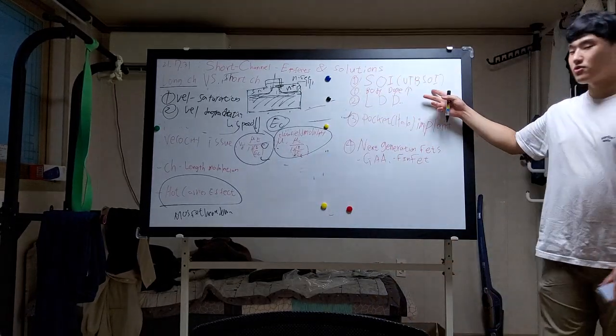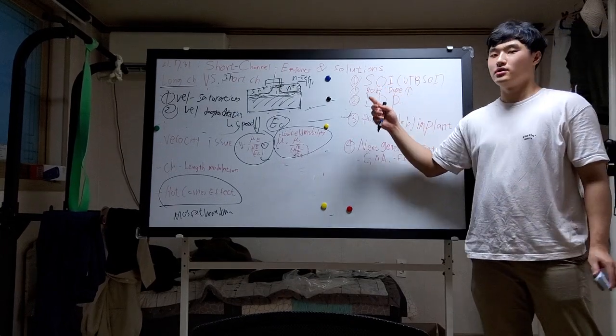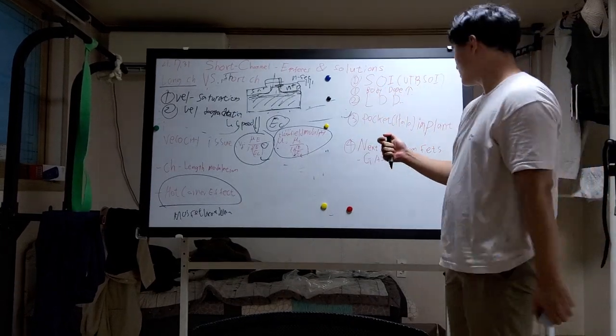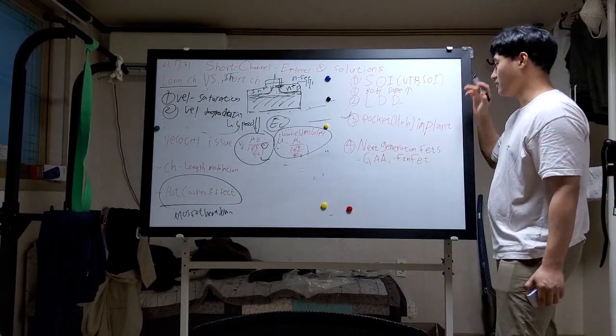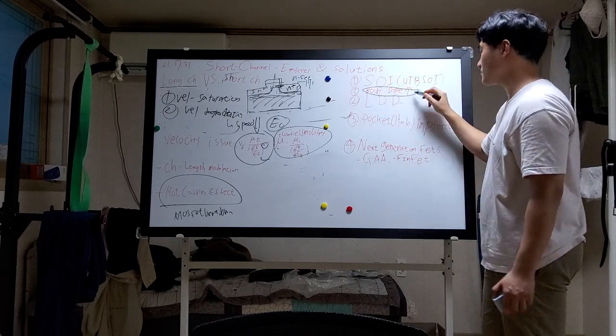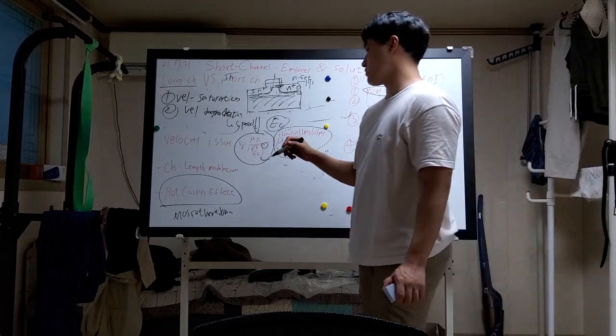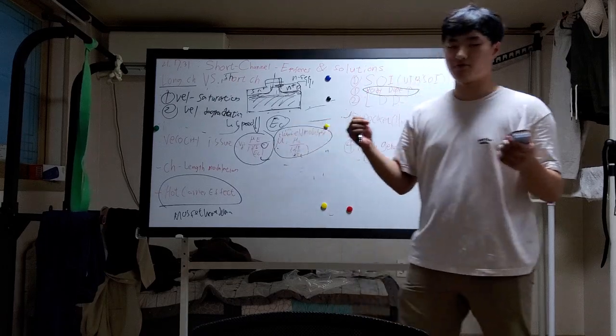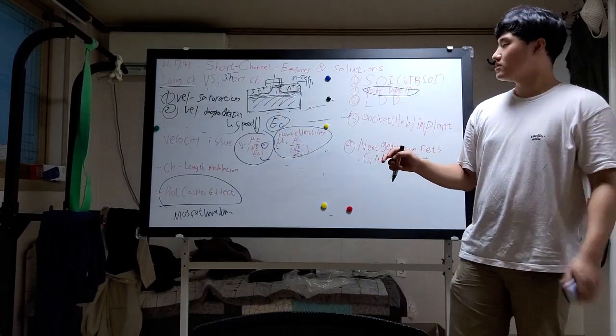Or UTB SOI is the same as SOI, but with an ultra thin body. Okay, for the small case, there is body doping. So body doping was also derived from the solution of the punch through.